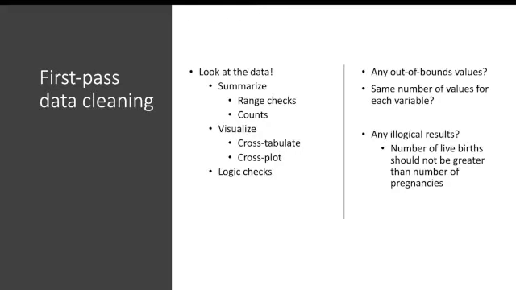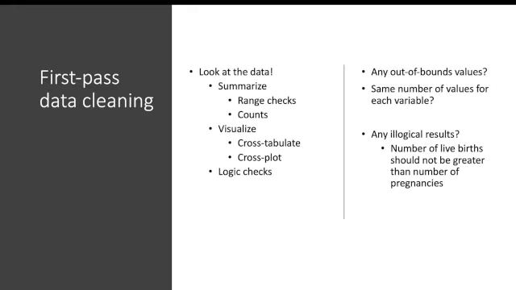And then we're looking for illogical results. So a great example is that the number of live births should not be greater than the number of pregnancies. If we're talking about litters, you can have the number of offspring greater than the number of pregnancies, but the number of live births should not be greater than the number of pregnancies. So that allows you to check: is this logical? Are we having some weird issues?